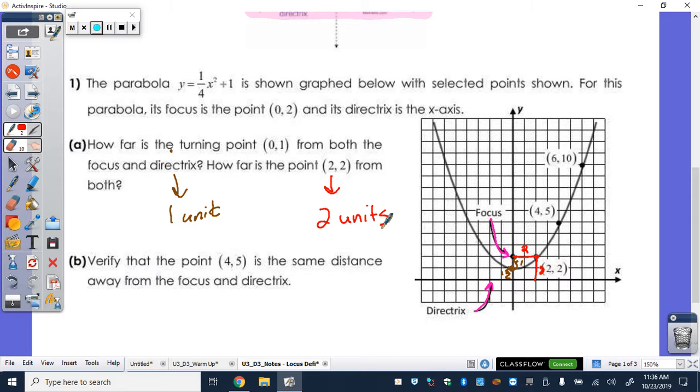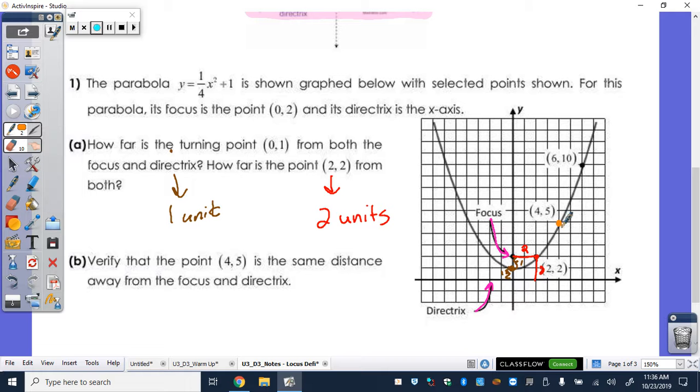And that's what's always going to happen. Any point on that parabola is always going to be the same distance from that focus and from that directrix. So now those ones were a little easier. You can easily count for those ones. Let's pick a point that's a little more difficult.